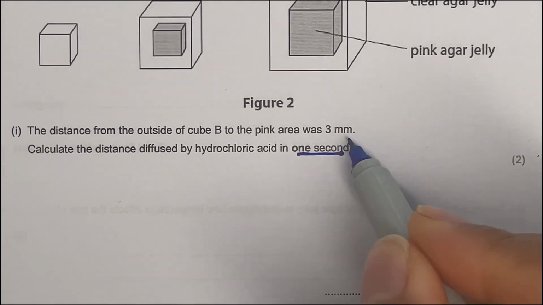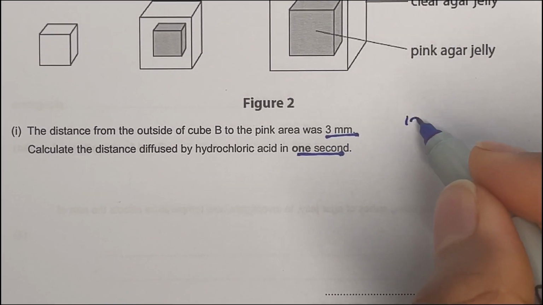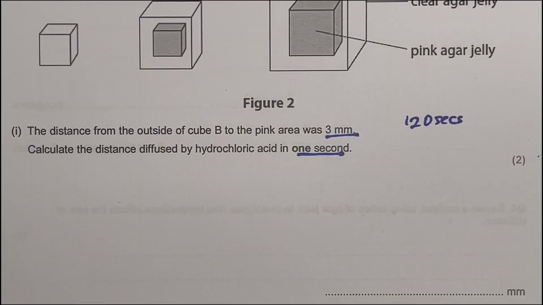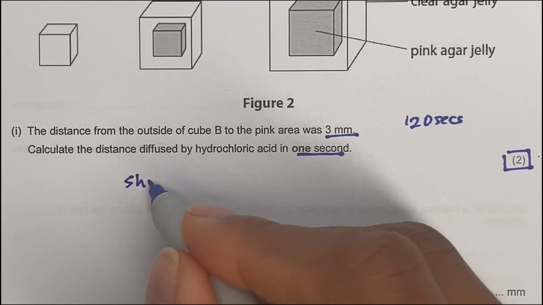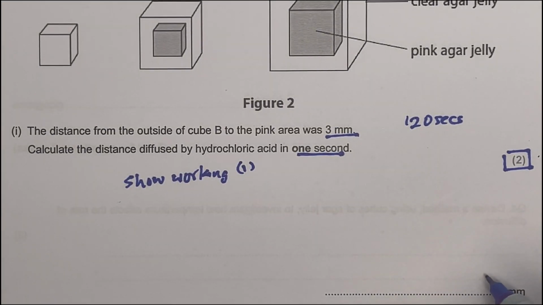So 1 second, 3 millimeters. The cubes had been in acid for 120 seconds. So 120 seconds. My first step, how many marks? So this is 2 marks. So I need to show working out. Okay, for 1 mark. Then my answer would be 1 mark.